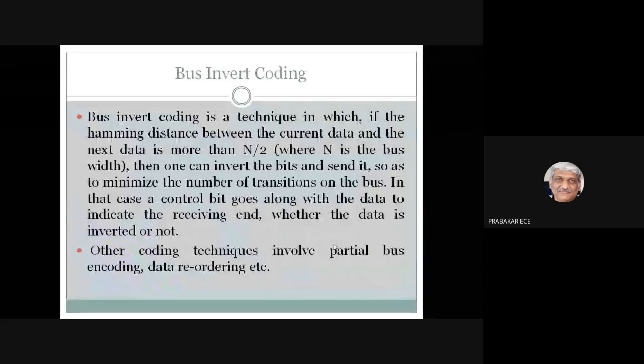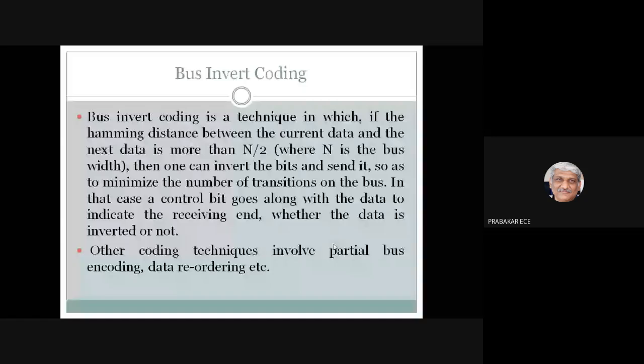Another technique is called bus invert coding. Normally what happens is, I'm transmitting data. Say, for example, I'm transmitting 4-bit data. I'll be transmitting 1000, equivalent of 8. The next time it is reduced to 0111. So I have to change all the 4 bits. All the 4 wires will toggle, from 1000 to 0111.